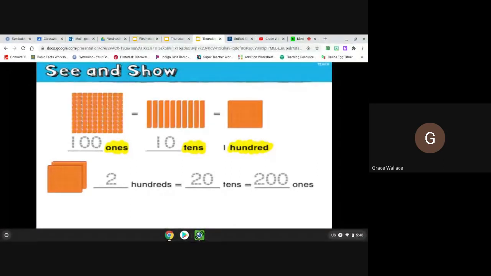So right here we can see we have 100 ones equals 10 10s equals 100. So 200 ones equal 20 10s and 2 hundreds. 2 hundreds, 20 10s, and 200 ones are the same. They're equivalent. They're equal to each other. They are the same.